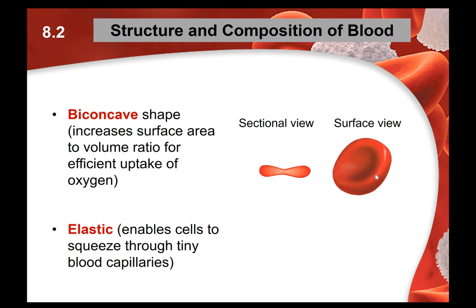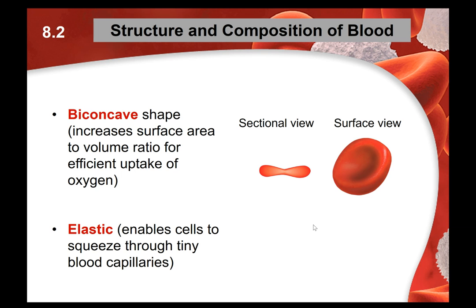And another point to take note of is that it is elastic. The red blood cell is elastic, meaning that it enables the cells to squeeze through tiny blood capillaries. It's very, very elastic. So it can squeeze through the tiny capillaries and change its shape. So these are the features of the red blood cell. And these features enable the red blood cells to carry out their function, which is to carry oxygen to the best of their ability.